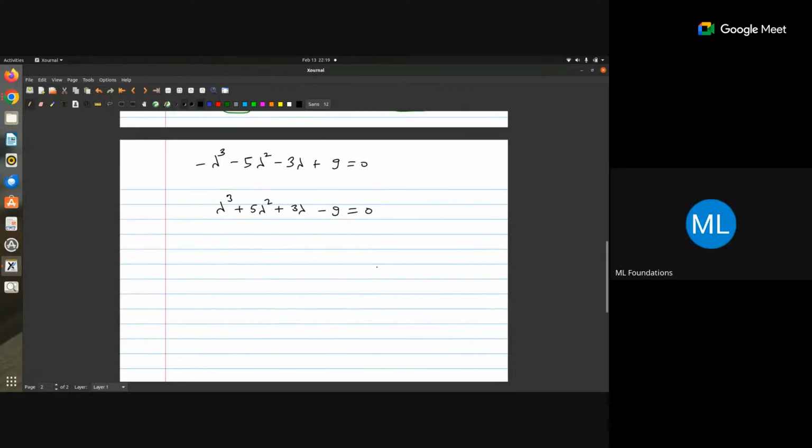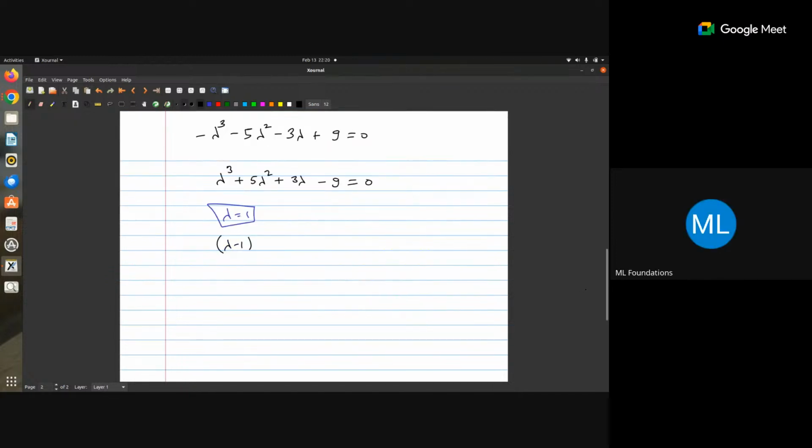So we have to find its first root. If I put lambda equal to 1, it will be 1 plus 5, 6, 6 plus 3, 9, and 9 minus 9, 0. So lambda equals 1 is a root, correct? So lambda minus 1 is a factor. What is the next step? We have to find the other factors. How to find them? Divide by lambda minus 1. There is this procedure.